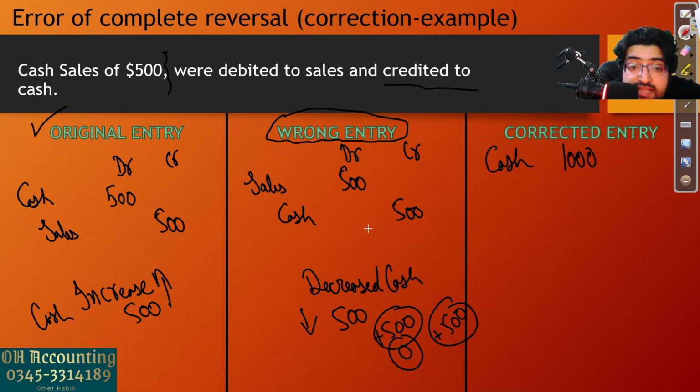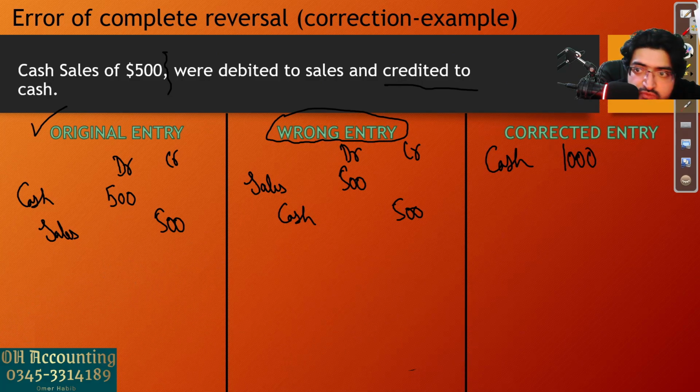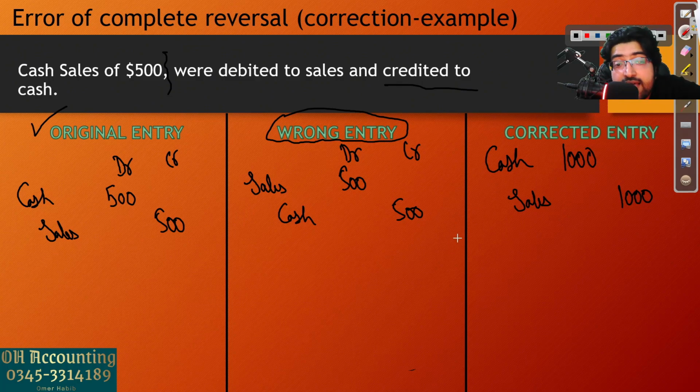Okay, and similarly, same thing for sales. Instead of increasing sales by 500, we decreased sales by 500. So to fix that and correct the error, we have to credit sales account by 1,000. This is how we correct error of complete reversal. Okay? It is very easy to correct.